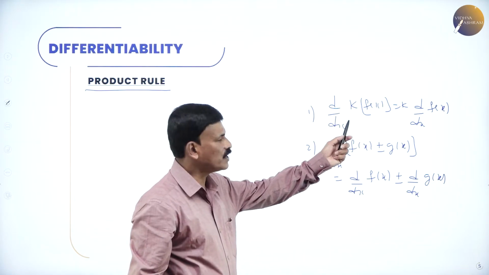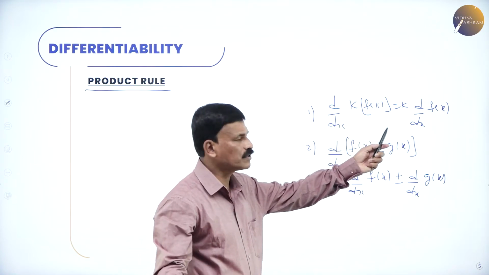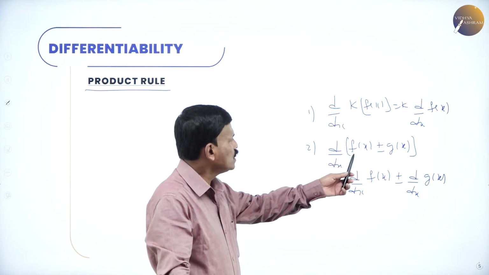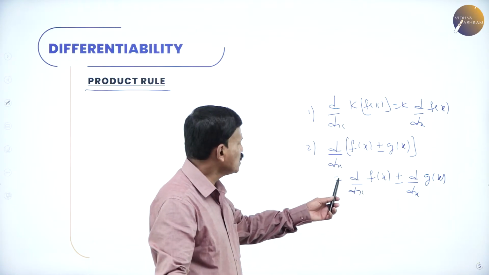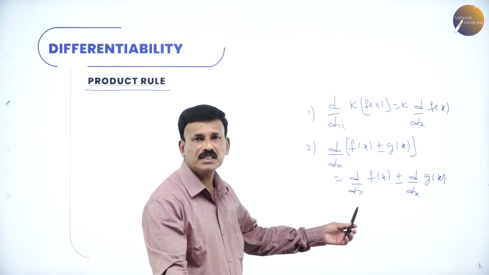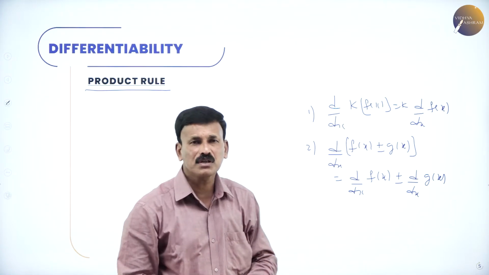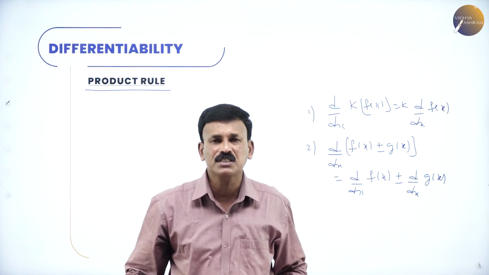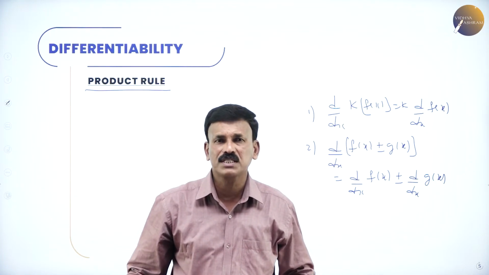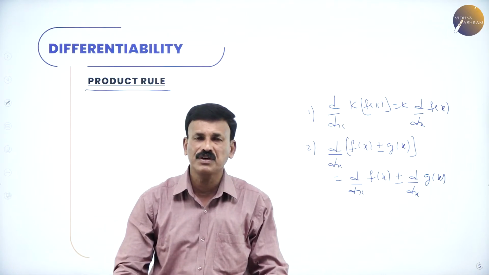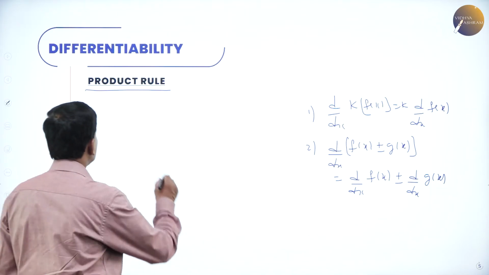So d by dx of constant into function means the constant is kept out, and we differentiate the function. And if it is d by dx of f of x plus or minus g of x, then it is term by term differentiation. Suppose there is a product of two functions, d by dx of f of x into g of x, or a quotient function, d by dx of f of x divided by g of x. Then we are going to apply the product rule.